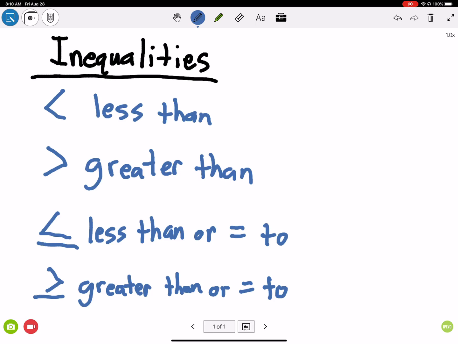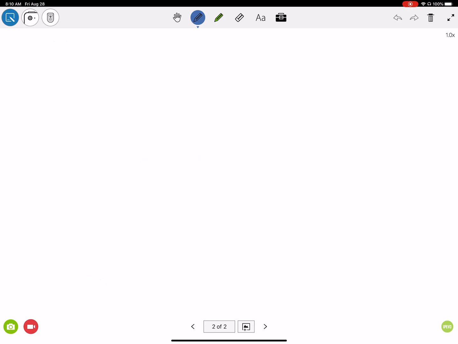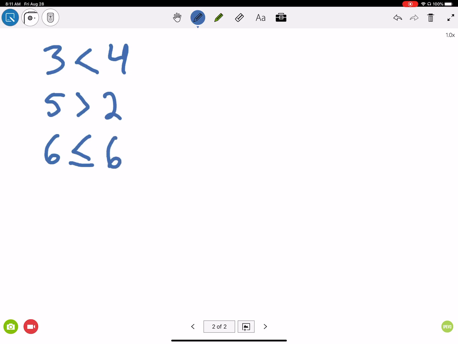So what are we going to do with this? Well, today we're going to learn about what these symbols mean. When you read an inequality, you're always reading it as whatever the first number is. So let's say 3 is less than 4. True statement. Or 5 is greater than 2. And 6 is less than or equal to 6. That's true.